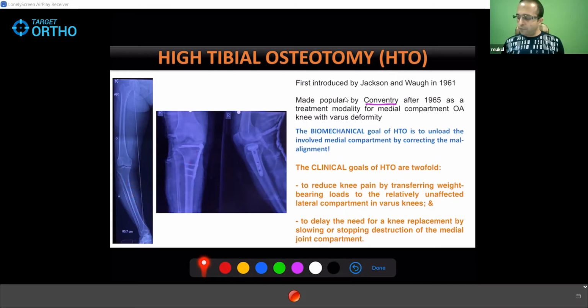So you offload the medial compartment by correcting the alignment. What you achieve clinically is that you transfer the weight to the other compartment, so the pain is gone. And since pain is gone, you delay the need for a total knee replacement. Some people who are good with osteotomy say that you never need a total knee replacement. Even that theory is there in the market. Whatever, this is something you already understand. I'll be taking you beyond it as far as the osteotomy is concerned.